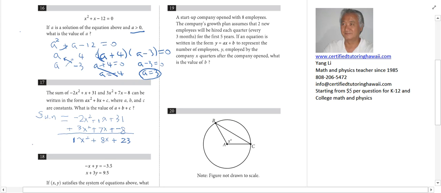So you can tell that a equals 1. And b equals 8. And c equals 23. So the total will be, when you add them, 1 plus 8 plus 23 equals what? You will get 32. So the answer is 32 for this question.